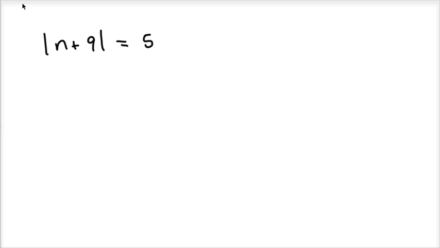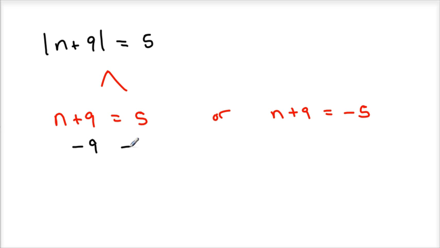Next example. The absolute value of n plus 9 is equal to 5. Okay, I'm going to split this up. So I'm going to say n plus 9 is equal to 5, or n plus 9 is equal to negative 5. Okay, subtract 9 from both sides. We could say here n is equal to negative 4.